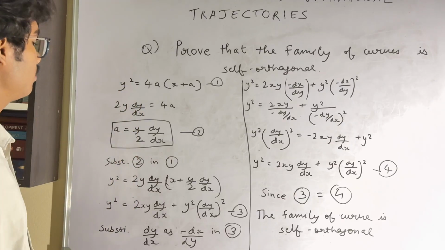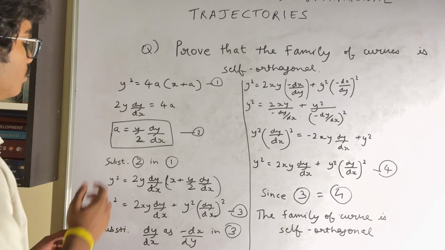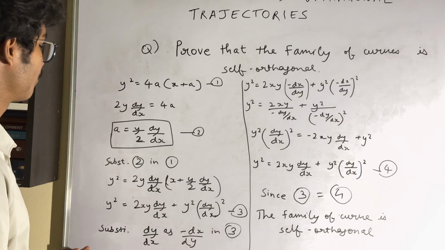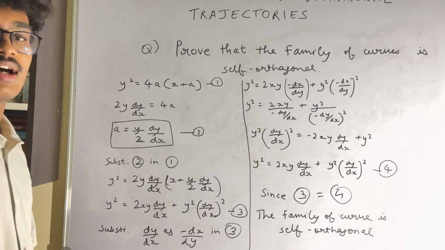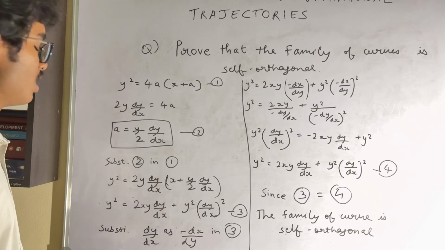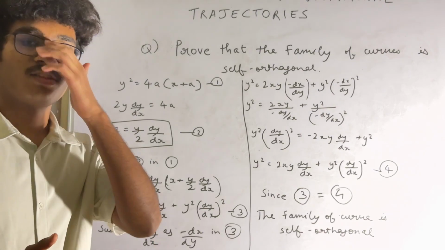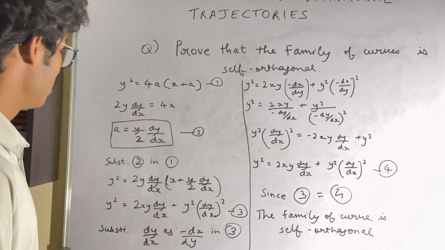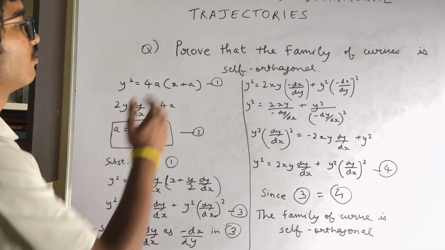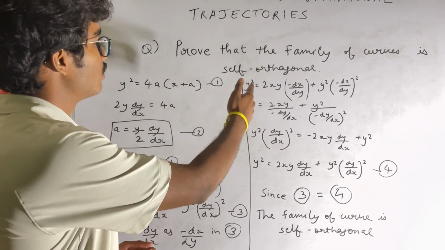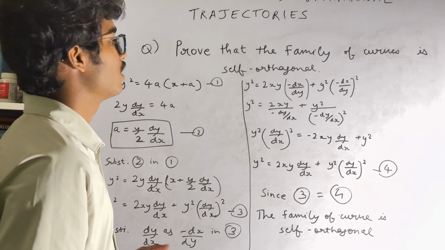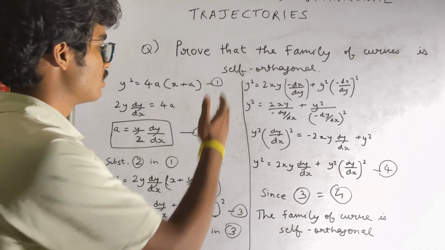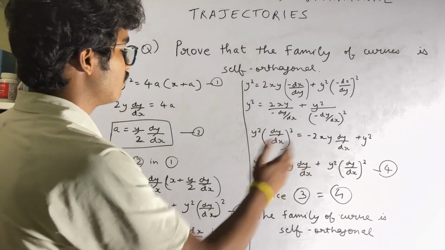Substitute this into 1, we get y square is equal to 2y dy by dx into x plus y by 2 dy by dx. Simplifying it, we arrive at equation 3. To prove orthogonality, we substitute dy by dx as minus dx by dy. So substituting it into 3, we arrive at this. y square is equal to 2xy into minus dx by dy plus y square into minus dx by dy the whole square. Simplifying it further, we arrive at 4.